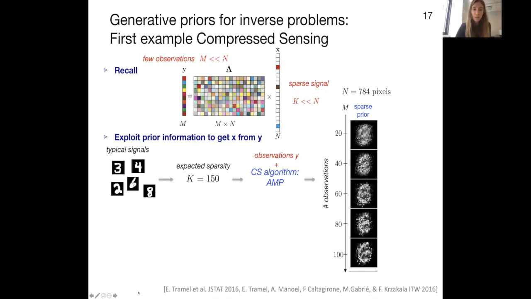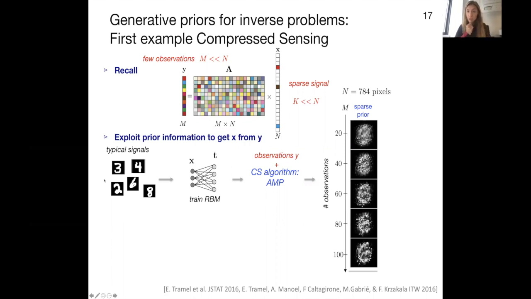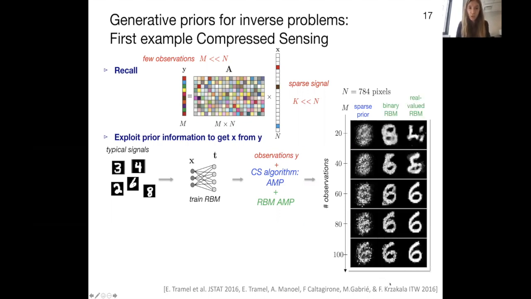But what we realized during my PhD, in the group I was working with in Paris, is that if we have access to typical signals, we could also just train a restricted Boltzmann machine to represent the data distribution of such types of images, and then plug it into the reconstruction. So we had an algorithm for that, and then we saw how this helps the reconstruction. First, we used a binary RBM, which only models the locations of the non-zero pixels in the image. And then we used a full RBM that was also modeling the value of the pixels.